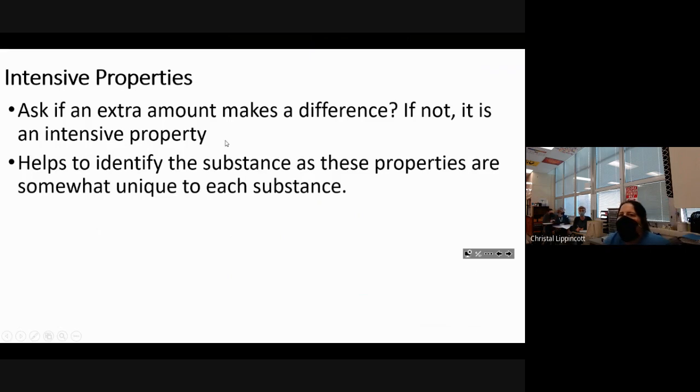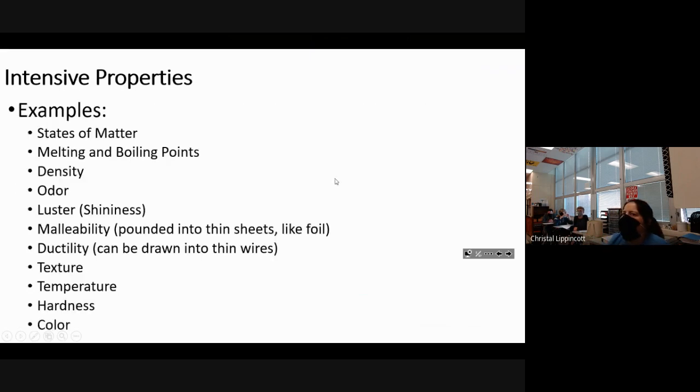Okay. All right. So if you ask the question, if extra makes a difference and it doesn't, then that's an intensive property. It helps to identify things that are pretty unique to that substance. So here's some examples. Okay. State of matter.